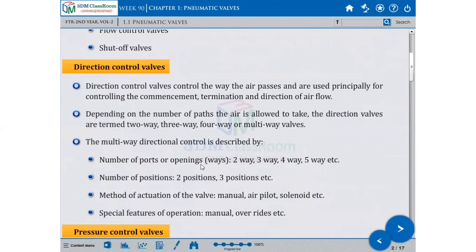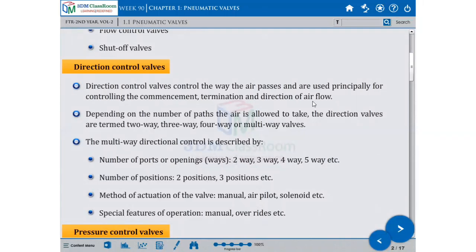What is a direction control valve? Every time, in hydraulic and pneumatic systems, there is direction control. The directional valve is the main valve which directs how to operate the actuator, or you can say the shaft or cylinder with piston. The direction control valve controls the way the air passes and is used principally for controlling the commencement, termination, and direction of airflow. This valve is like an operator valve, which gives the direction of how to go.